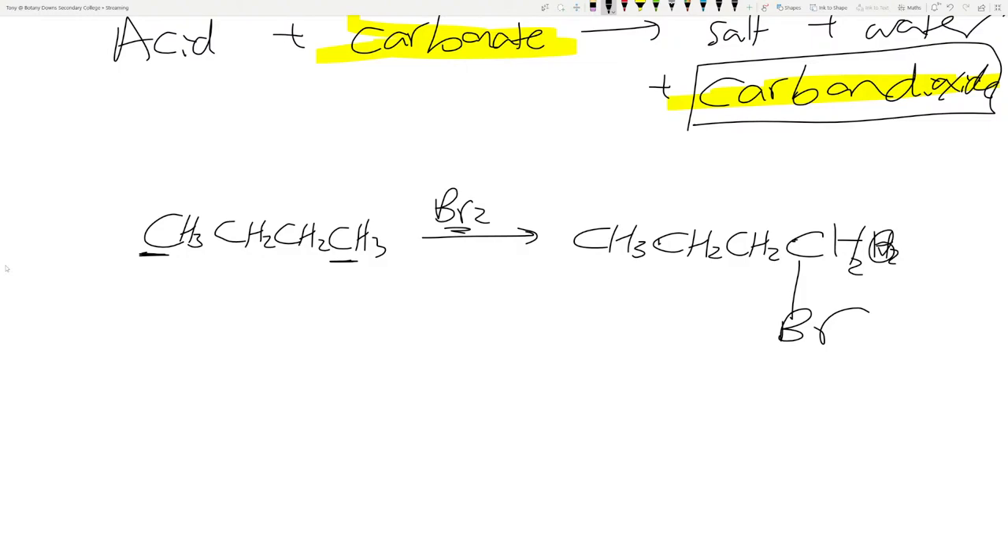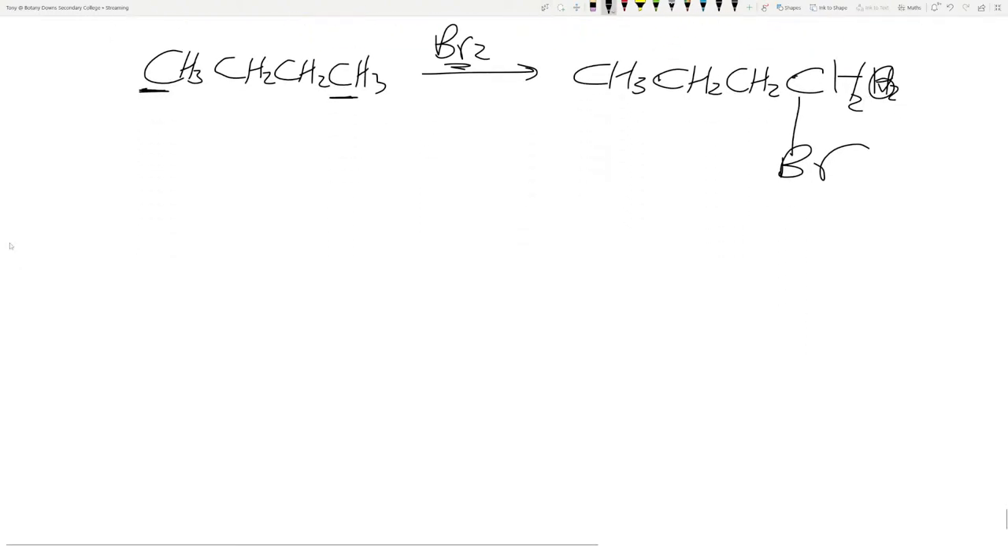Can you show how to do amine and carboxylic acid salt? Amine and carboxylic salt? So you mean reacting amine with carboxylic acid?